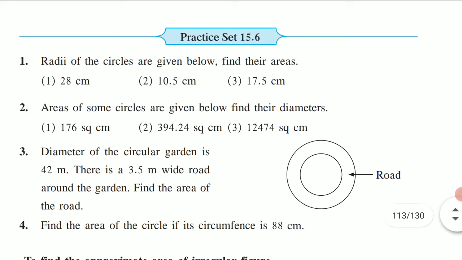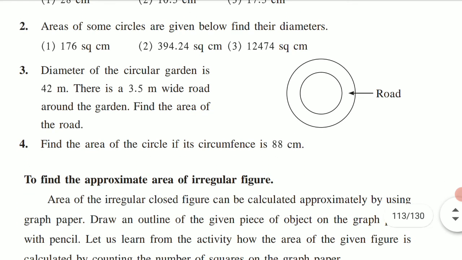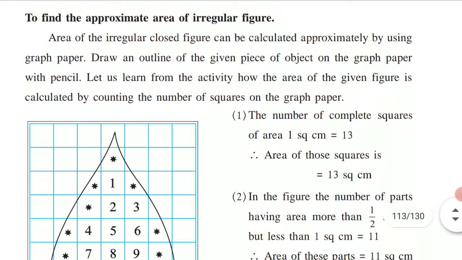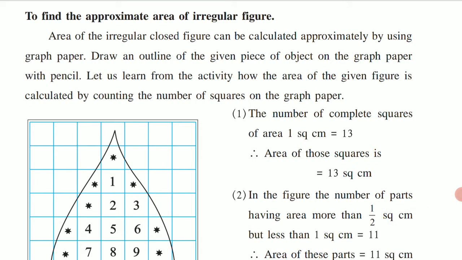The practice set 15.6 is based on the area of circle. You have to solve this practice set. Now, to find the approximate area of irregular figures. Till today, we have studied how to calculate the area of rectangle, triangle, circle, etc. by using some formula. But if the figure is an irregular figure and there is no formula for it, then how do we calculate the area of this type of figure? This topic we have to study.